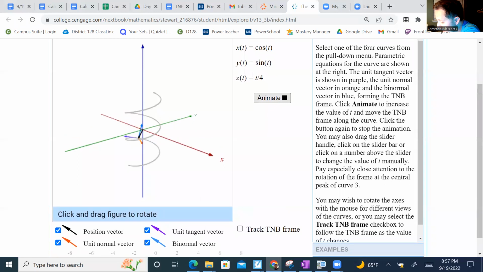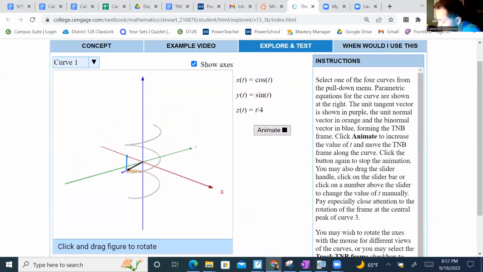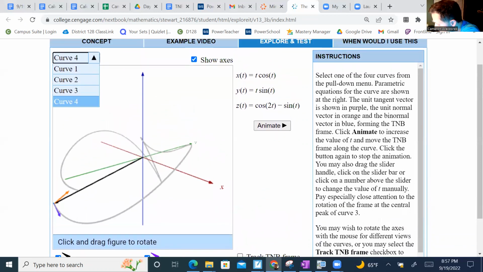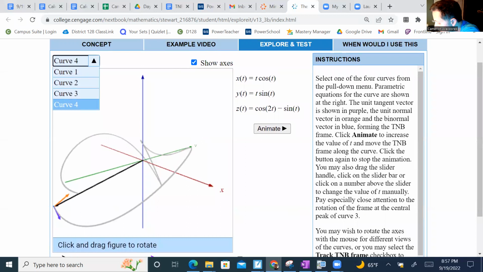And that orthogonality is preserved no matter what point you're at. Let's go to a different curve. Let's look at, I'm going to click something a little more fun. This one's kind of cool. This one's t cosine t, t sine t, and cosine 2t minus sine t. So lots of trig going on.